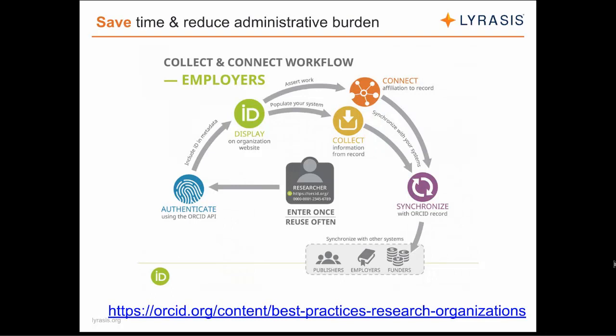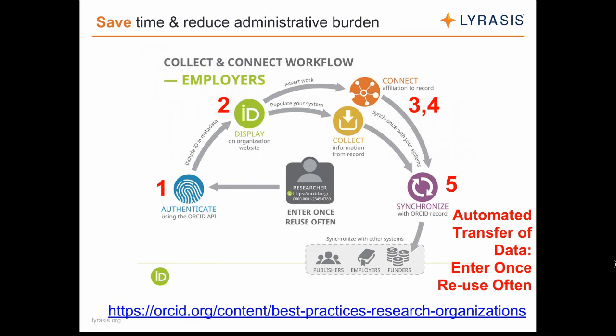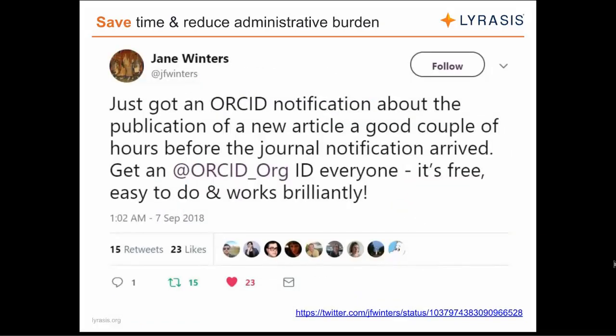At the institutional level, once your systems are making authenticated connections with affiliated researchers, displaying ORCID IDs to mitigate name ambiguity, reading information from ORCID records, and writing information to ORCID records, your systems can then be synchronized with the ORCID registry to allow for automated updates and transfer of data anytime updates are made to your researchers' ORCID records, either by other systems or by the individuals.